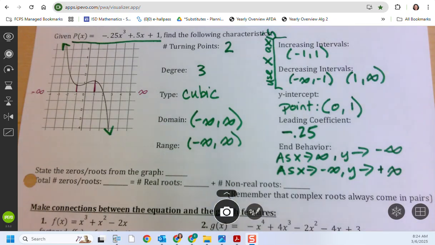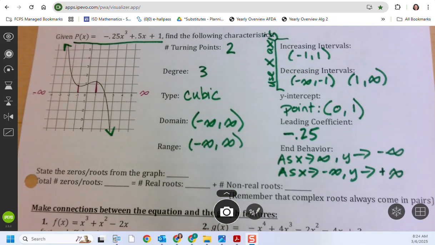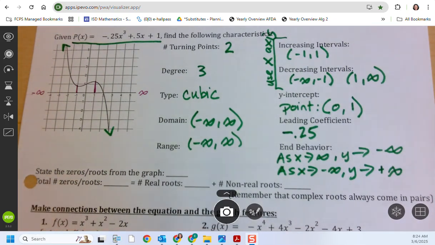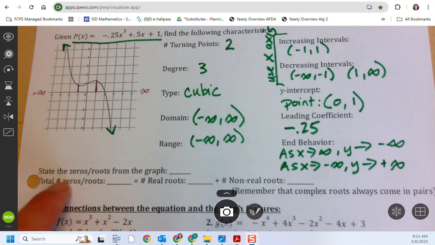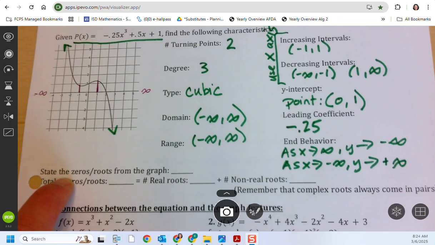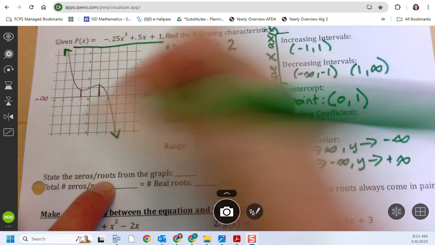Okay. What questions do you guys have before we start moving on to the new stuff? We're good? Oh wait, I didn't finish it, did I? We have to do this part down here. State the zeros or roots from the graph. So that means like actually what points are they or what number are they? If they asked for the x-intercept, then you would write it as a point. So these will just be numbers. And it just crosses one time at 2.